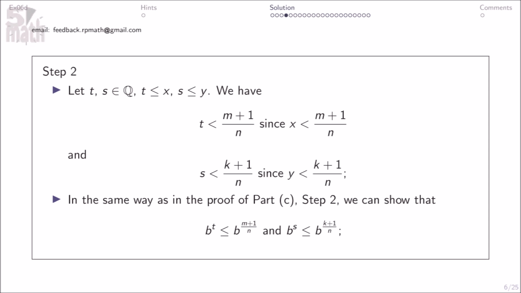Step 2. Let t, s ∈ ℚ, t ≤ x, s ≤ y. We have t < (m + 1)/n, since this, and s < (k + 1)/n, since this. In the same way as in the proof of part C, step 2, we can show that b^t ≤ b^((m+1)/n), and b^s ≤ b^((k+1)/n).